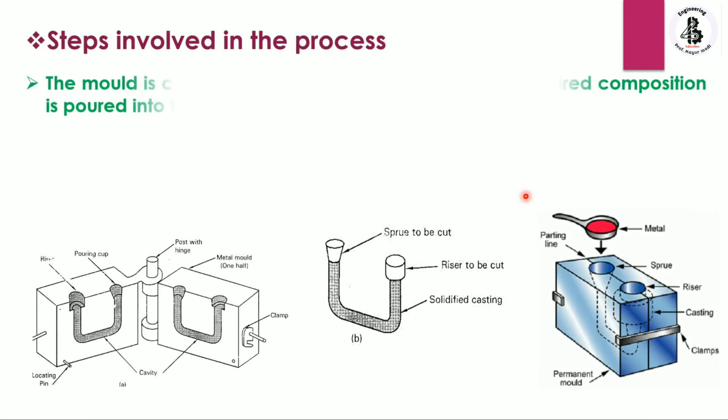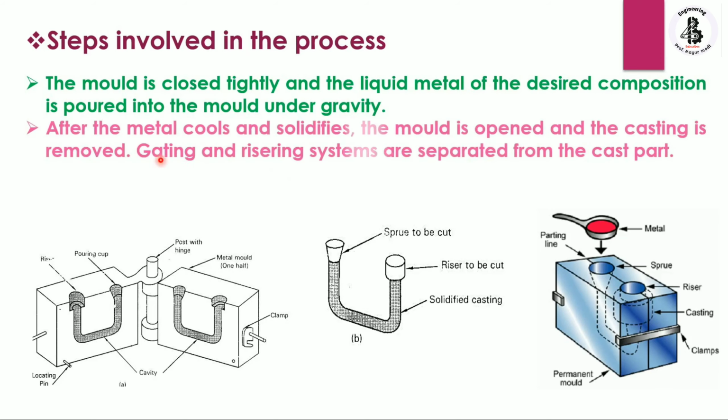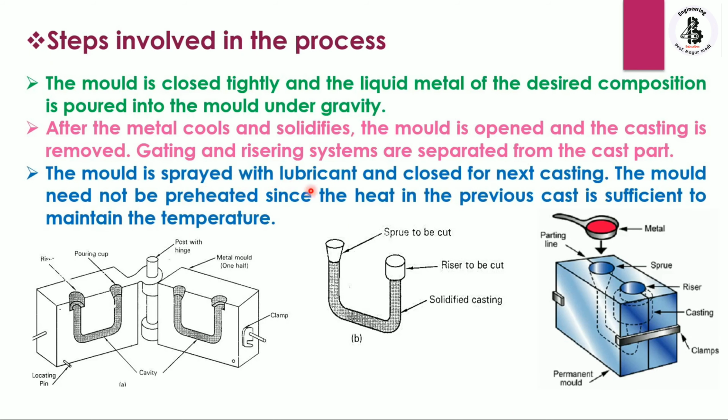Then the mold is closed tightly and the liquid metal of the desired composition is poured through a sprue towards the cavity with the application of gravity. After the metal cools and solidifies, the mold is opened and the casting is removed. The gating and risering systems are separated from the cast part. The mold is sprayed with lubricant and closed for the next casting.